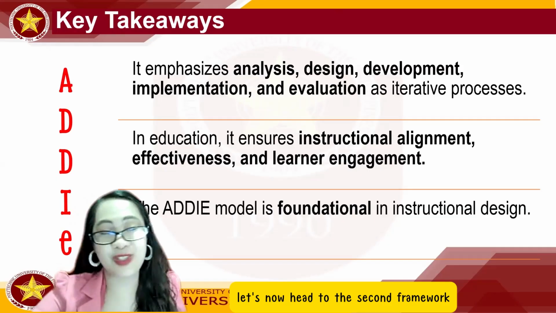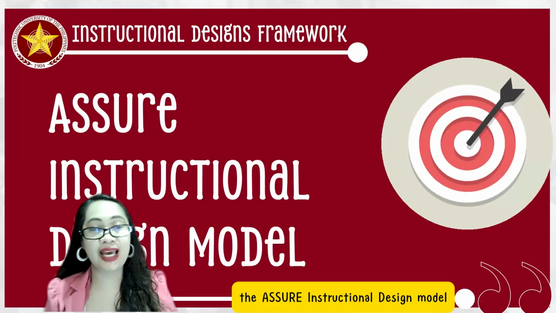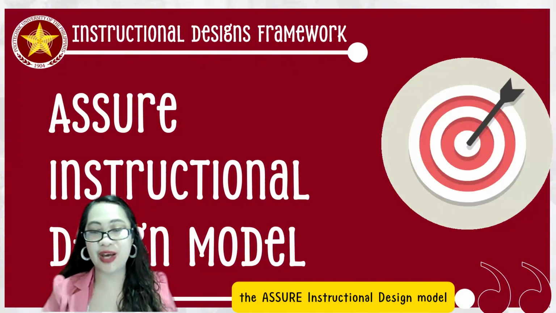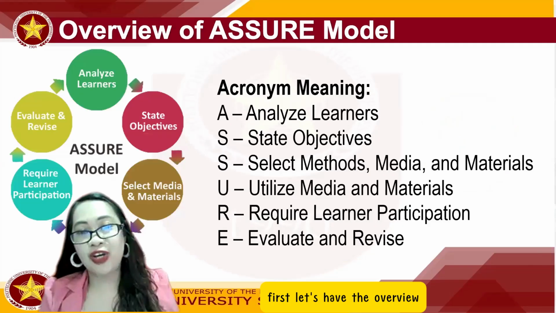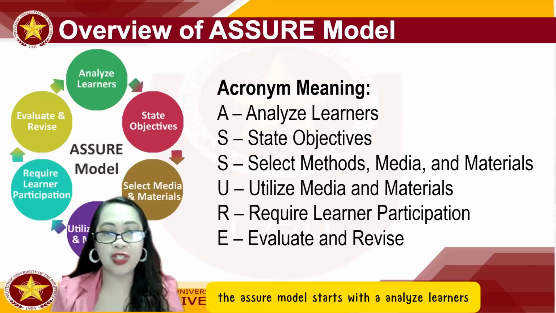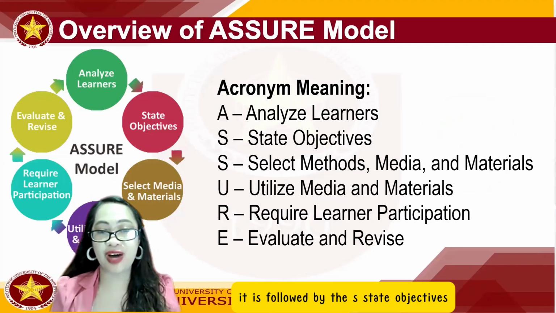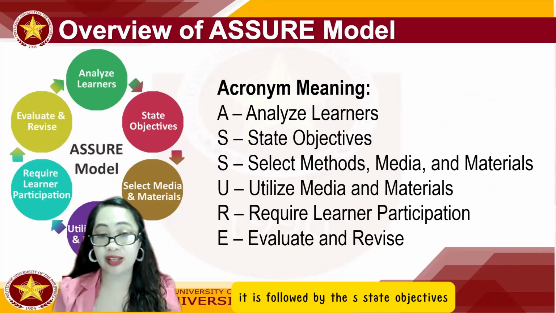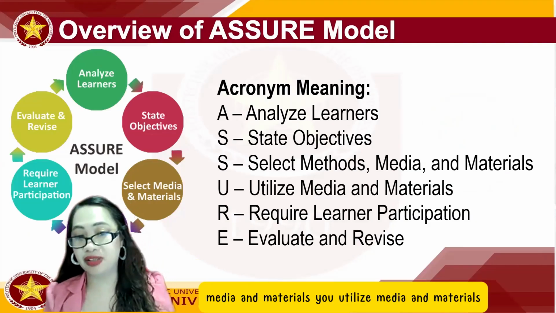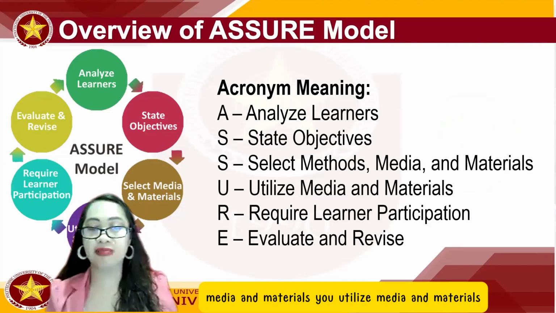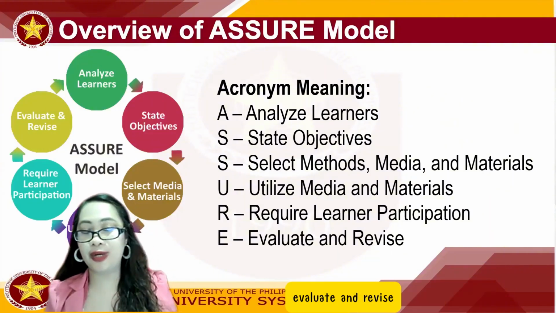Let's now head to the second framework, the ASSURE Instructional Design Model. First, let's have the overview. The ASSURE model starts with the A, analyze learners. It is followed by the S, state objectives, followed by another S, select methods, media, and materials. U, utilize media and materials. R, require learner participation. And E, evaluate and revise.